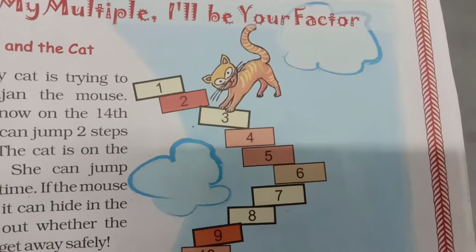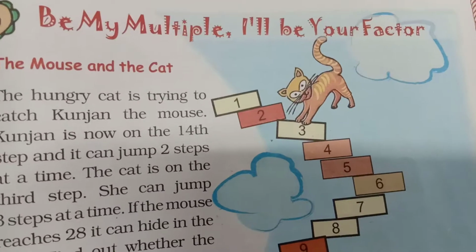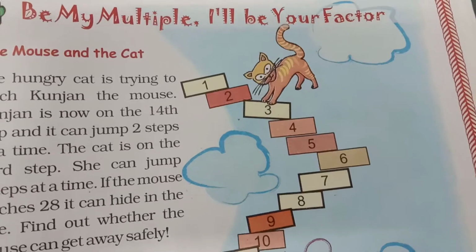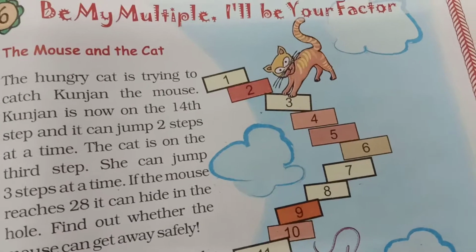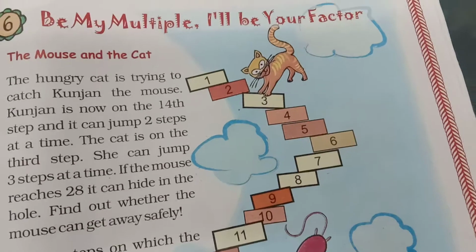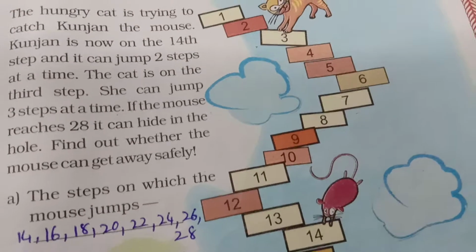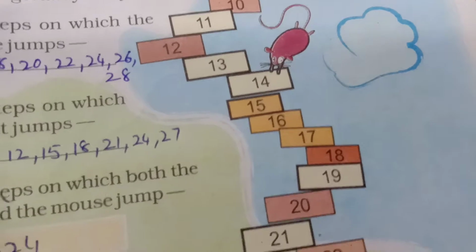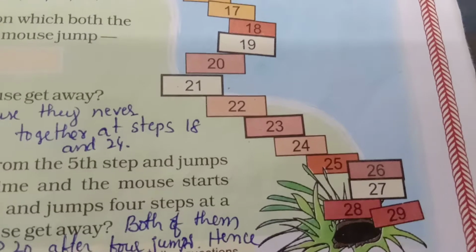Now see the figure. The cat is standing on the 3rd step. Now the cat will jump 3 steps at a time. So on which step numbers will the cat be standing? Adding 3 to 3 we get 6. Adding 3 to 6 we get 9. That is 6th step, 9th step, 12th step, 15th step, 18th step, 21st step, 24th step and 27th step.